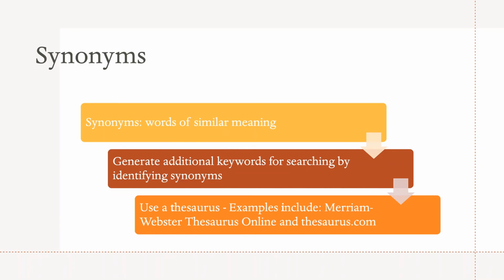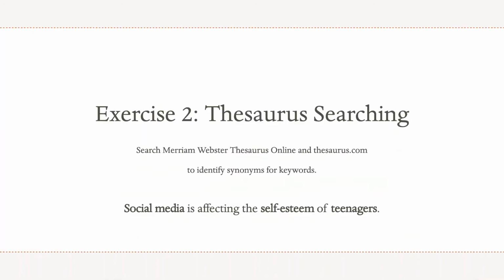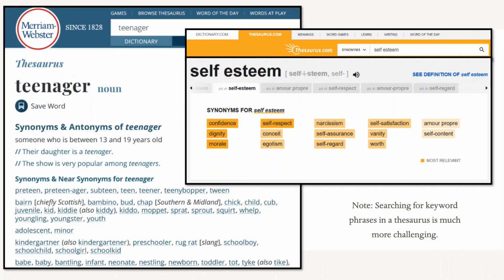We will now use one of our original sample sentences to complete a short keyword generating exercise with a thesaurus in exercise 2. We will use this sentence. Social media is affecting the self-esteem of teenagers. Here are the synonyms for a search on self-esteem on thesaurus.com. Right away, there are 14 different suggestions. A search for teenager in the Merriam-Webster Thesaurus Online generates 7 synonyms for teenager and many other near synonym suggestions.